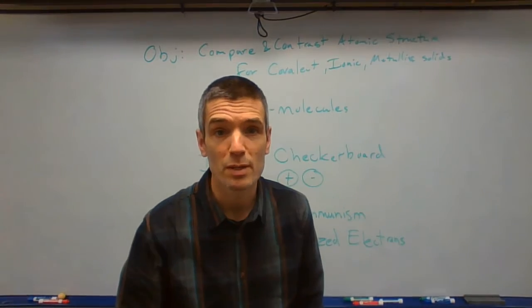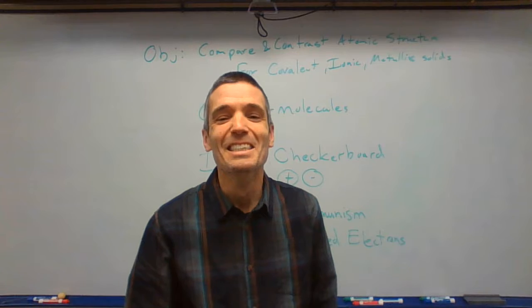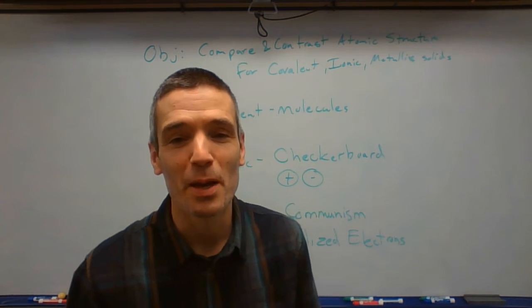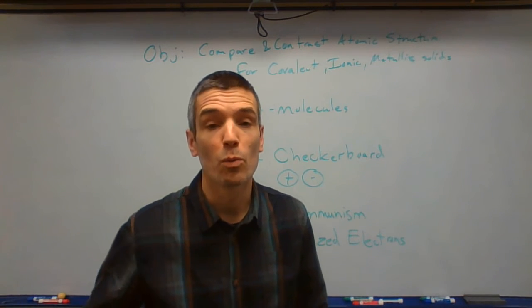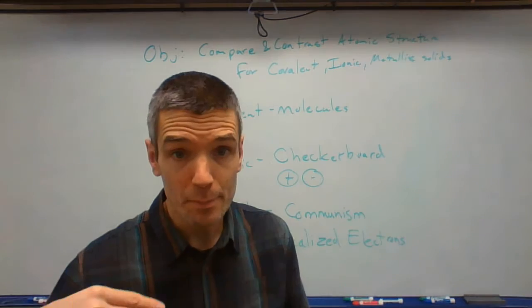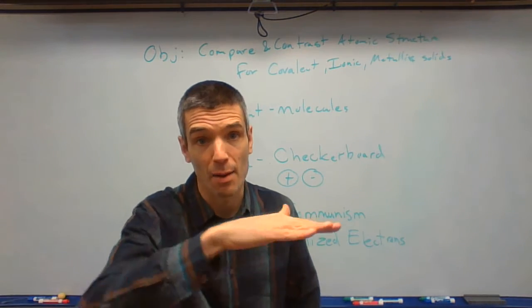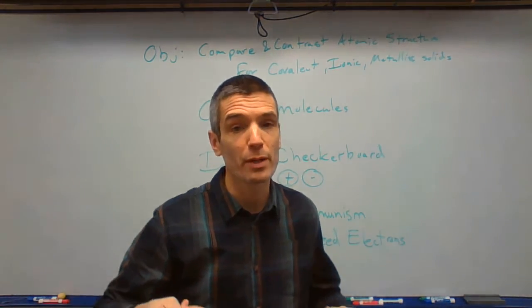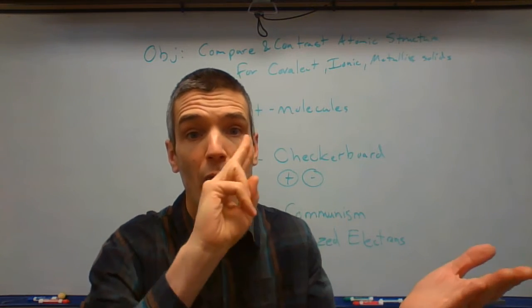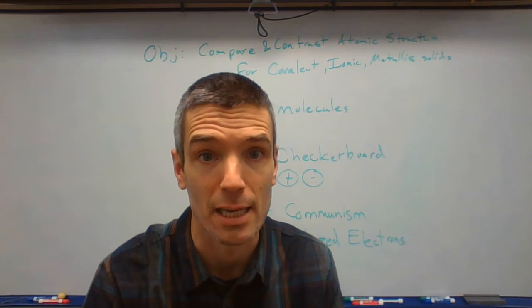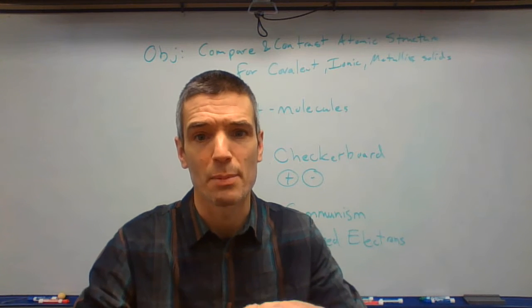Hello, the purpose of this video is for you to be able to compare and contrast what three different types of matter look like on an atomic level. These three different types are covalent molecules, ionic solids, and metallic solids. What do they look like on an atomic level?